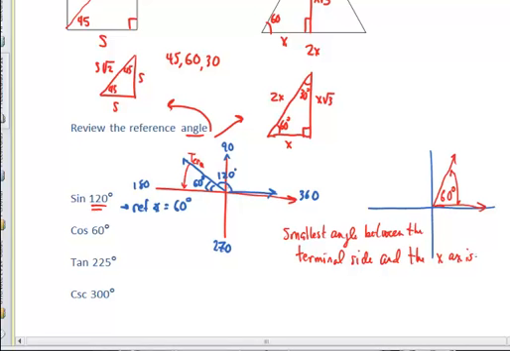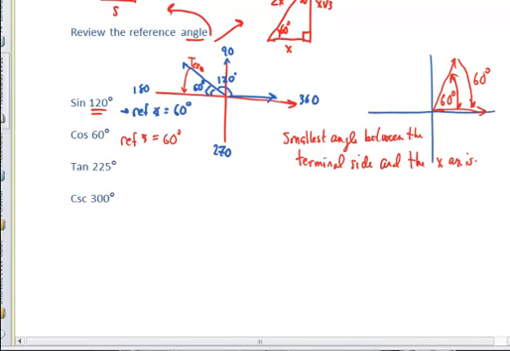So if you notice over here, if the angle is 60 degrees as a normal angle, the amount that I would rotate it back to the horizontal would be 60 degrees. So that's pretty easy. If you're in quadrant 1, the reference angle is the angle. Now if you have 225 degrees, I'll draw another picture.